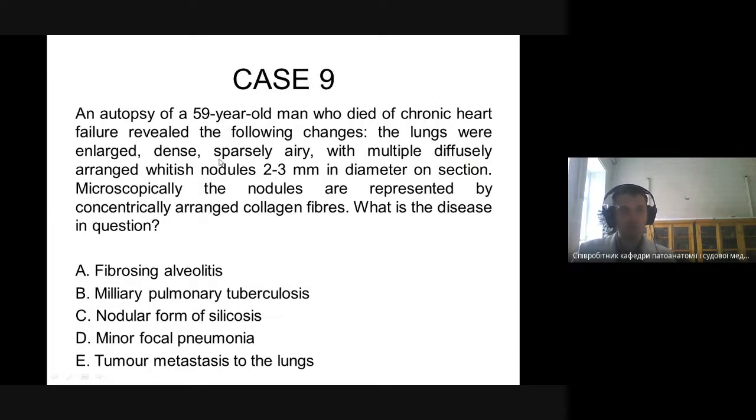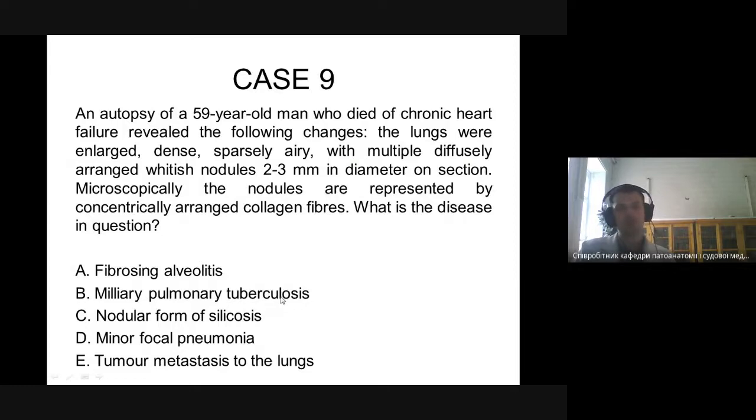The lungs were large, dense, sparsely airy, with multiple diffusely arranged whitish nodules, 2-3 millimeters in diameter on section. Microscopically, the nodules are represented by concentrically arranged collagen fibers. What's the disease in question? This question was dedicated to the nodular form of silicosis. How to prove that? Fibrosing alveolitis is diffuse. It doesn't form any nodules.